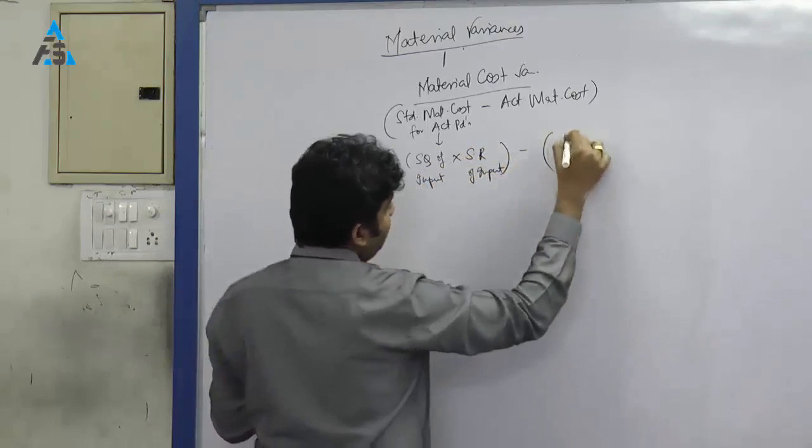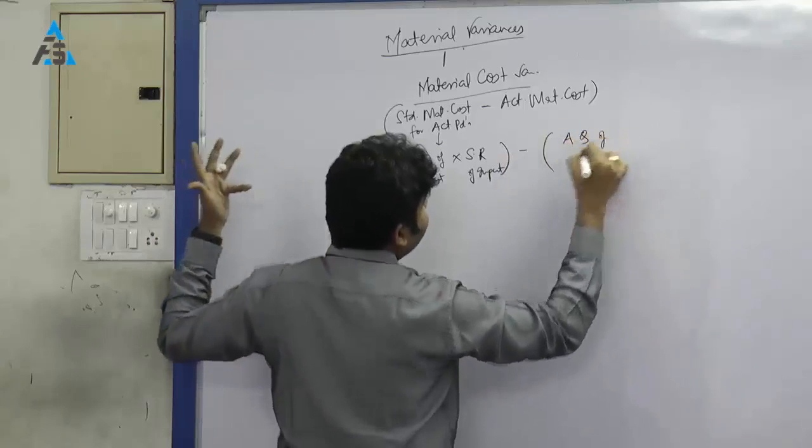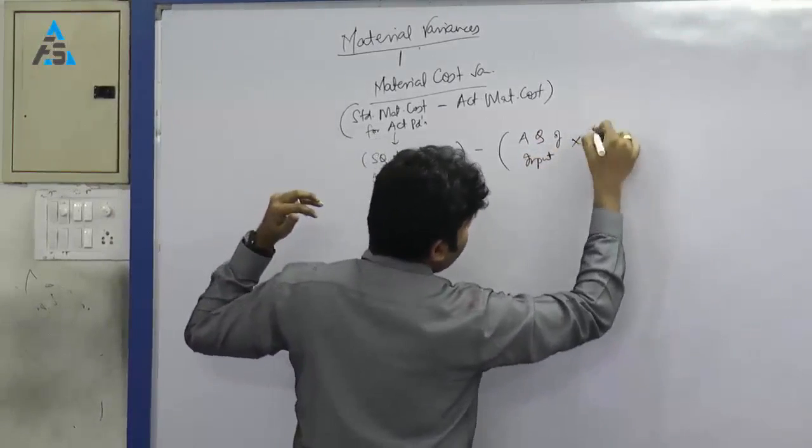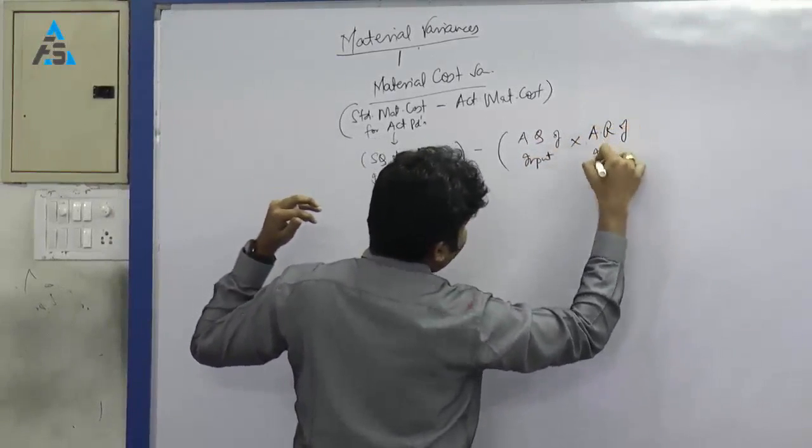What is actual material cost? It is actual quantity of input multiplied by actual rate. Actual rate of what, sir? Actual rate of input.